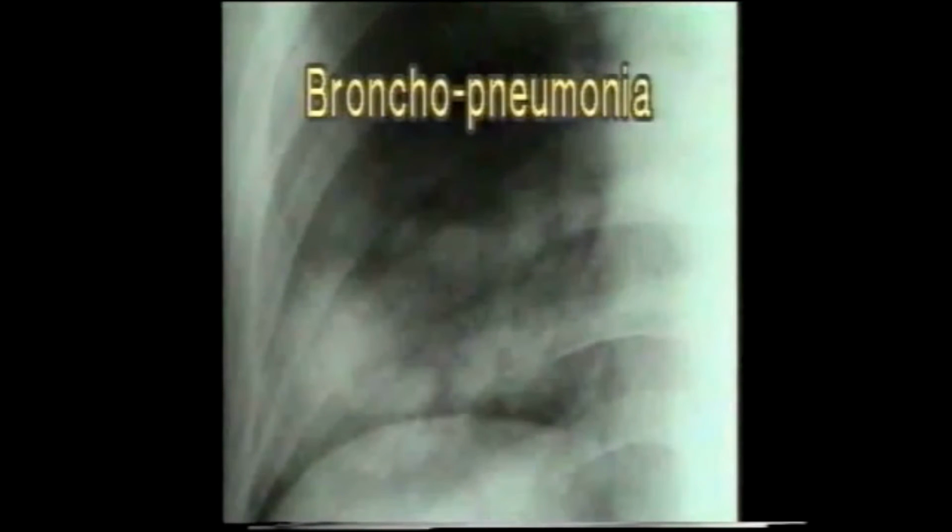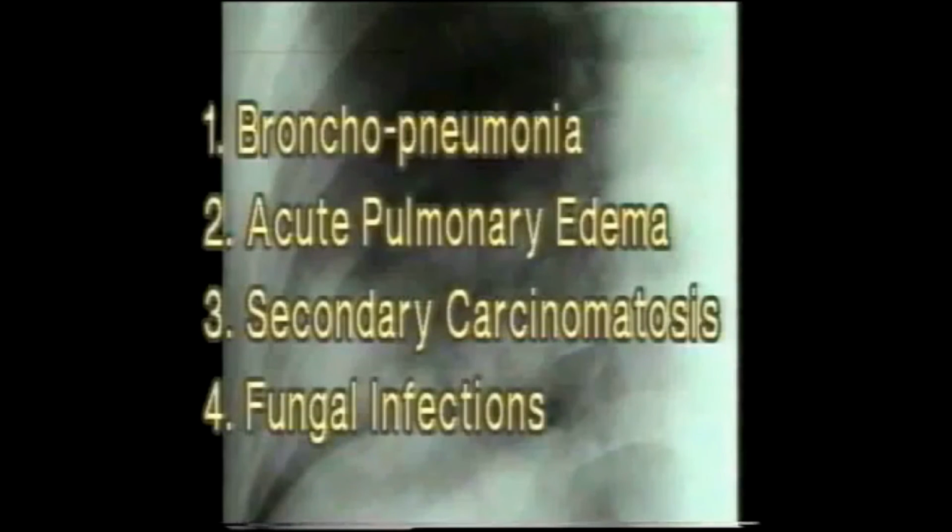Note the fairly large patches of consolidation, much larger than the miliary tubercles in miliary tuberculosis. The main differential diagnosis of large patchy consolidation is bronchopneumonia, acute pulmonary edema, secondary carcinomatosis, and fungal infections.